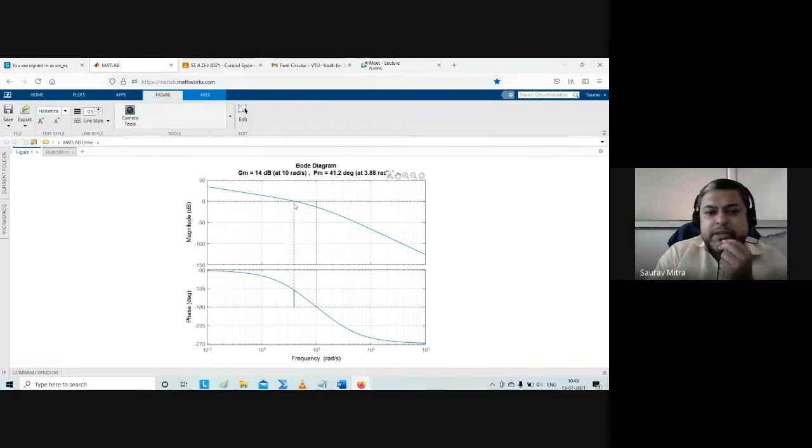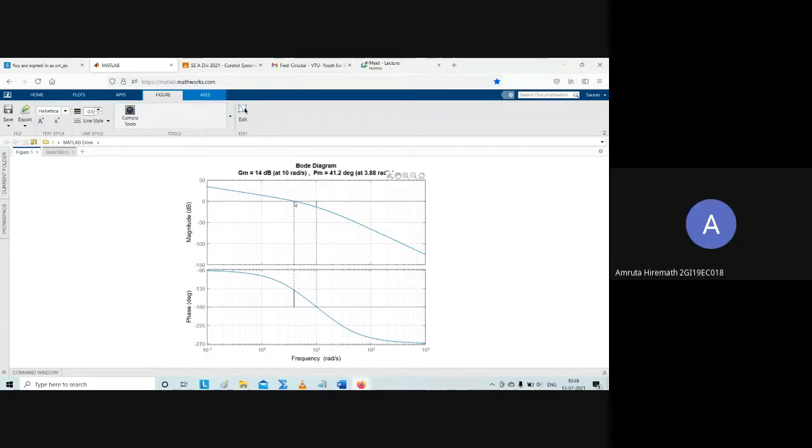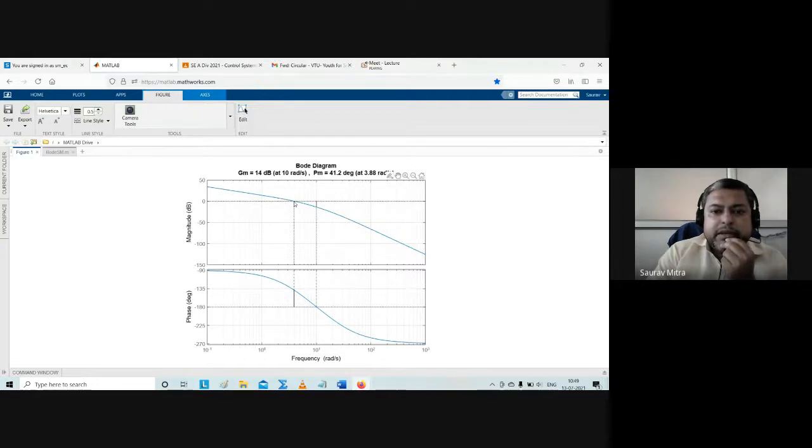So first you have to check where is the point where the gain is crossing the 0 dB line and falling below. So before this 3.88 radian per second, Amruta, is my cursor visible whenever I am explaining? Yes, sir. Okay, so this is the point where the amplitude plot is getting stable. Before this, the blue amplitude plot was unstable. From 3.88 radian onwards, the amplitude plot is getting stable. And you can find all those things here.